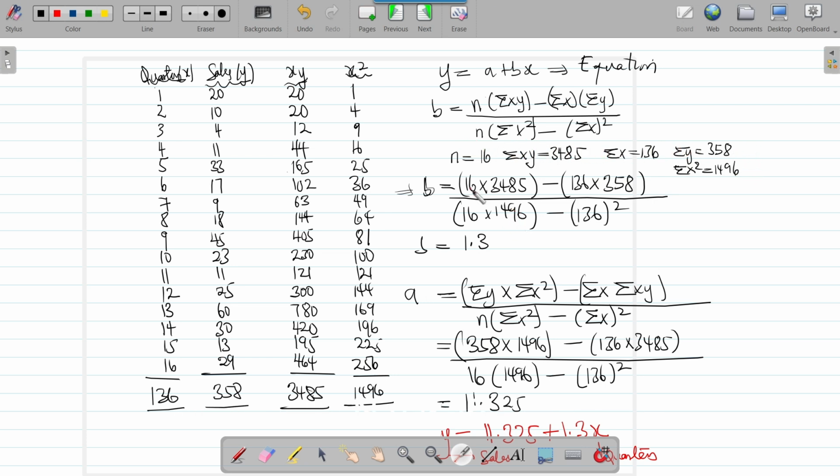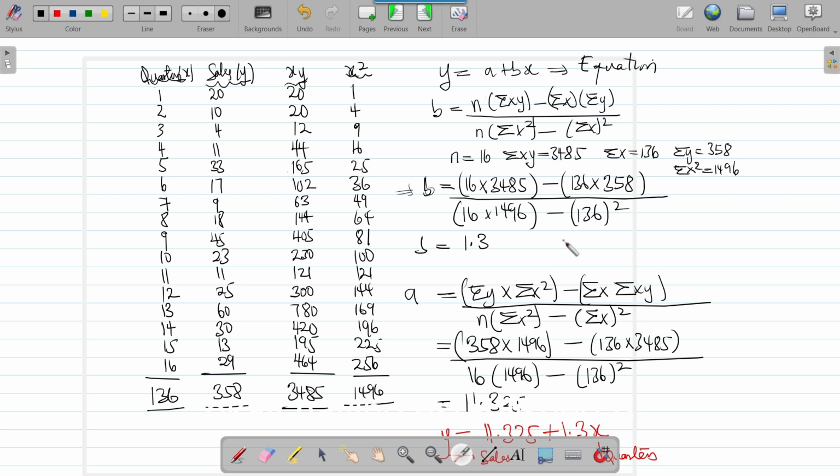into the equation. N is 16, sum of XY is 3485, minus sum of X is 136, sum of Y is 358, all over N 16 times sum of X squared, which is 1496, minus sum of X, 136, all squared. When you multiply the top and divide by the bottom, you get 1.3.